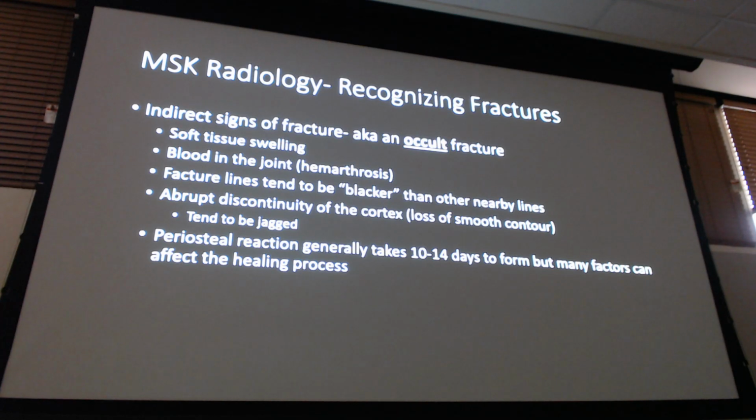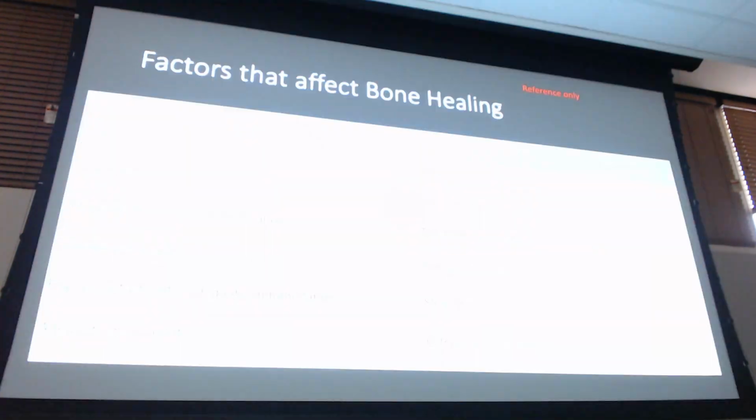We already know that fracture lines tend to be a little bit blacker, or more radiolucent, than the other lines. The abrupt discontinuity of the cortex, we talked about that, okay? And then the periosteal reaction. That 10 to 14 days is a generality, but as you saw, there can be many factors to that, right? In kids it starts a little bit sooner, in adults it might take a little bit longer. What's the blood supply, all that. I don't need you to memorize the 10 to 14 days. Just know that these are the signs of an occult fracture.